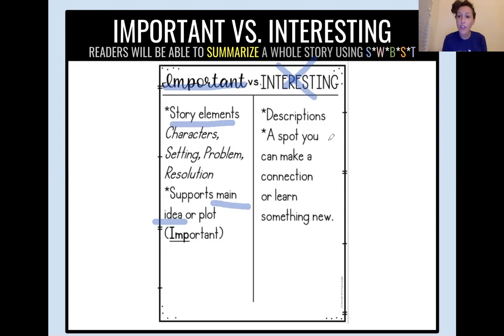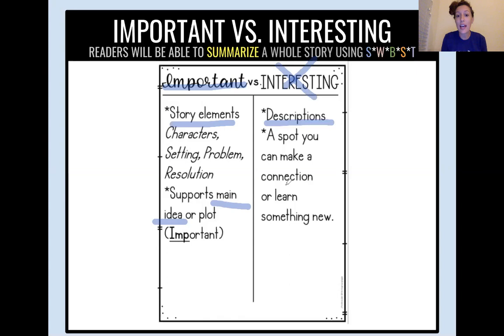However, there might be other details in the text that are interesting, like your descriptions. In the text, it was described that Jackson Pollock wore his boots to paint with. This is interesting because it tells the reader what he wore when he was painting, but do we need that information to understand the story? No. It's interesting, but not important. So you don't need descriptions when you summarize.